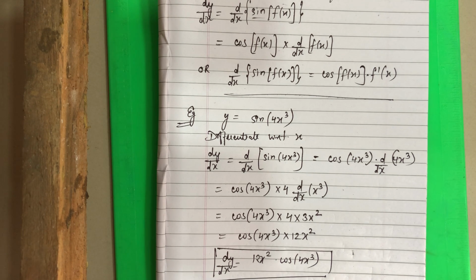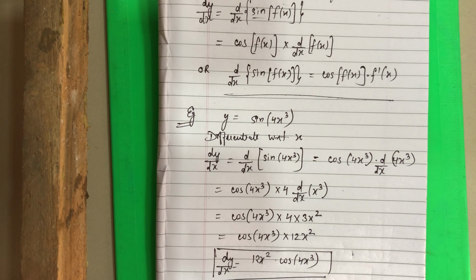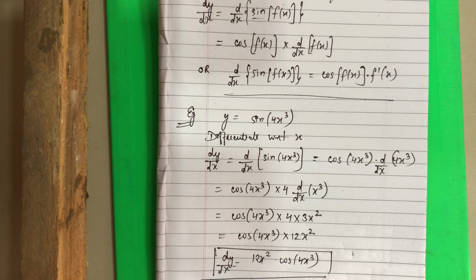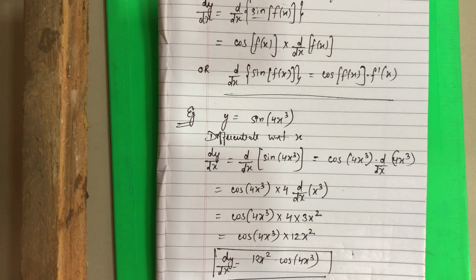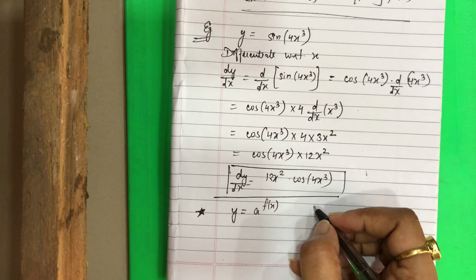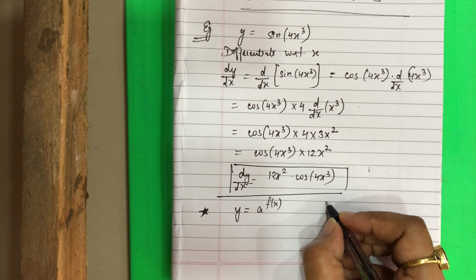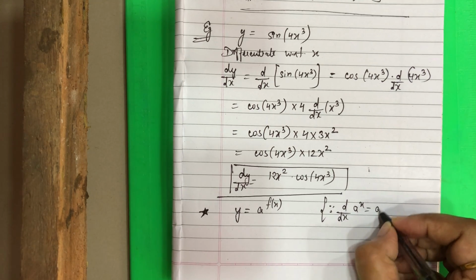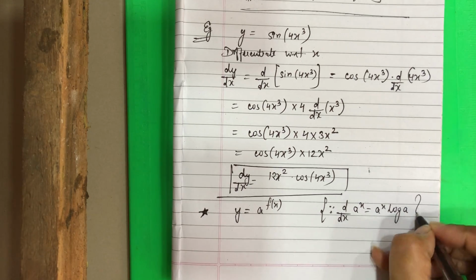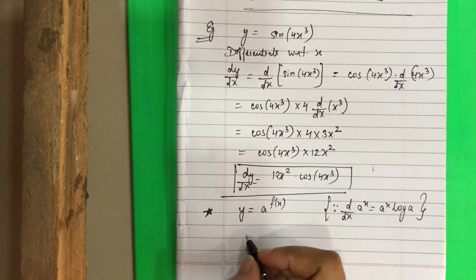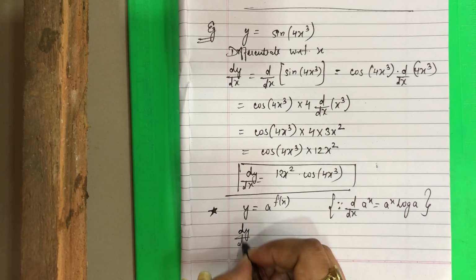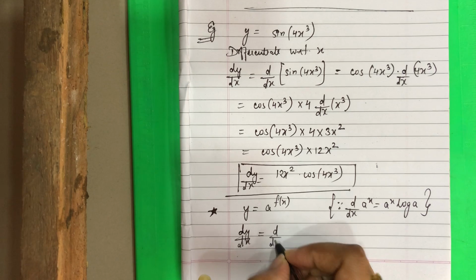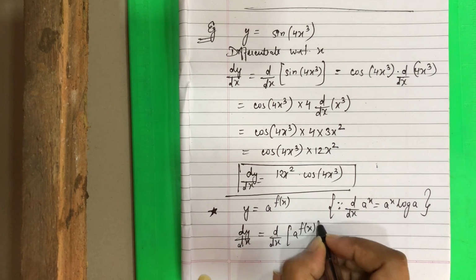Now let's take the third formula, that is the derivative of exponential composite function. We just take y is equal to a raised to the power fx. This is the next formula. In order to solve this, we already know that d by dx of a raised to the power x is a raised to the power x log a. So using this formula here, dy by dx is equal to d by dx of a raised to the power fx.